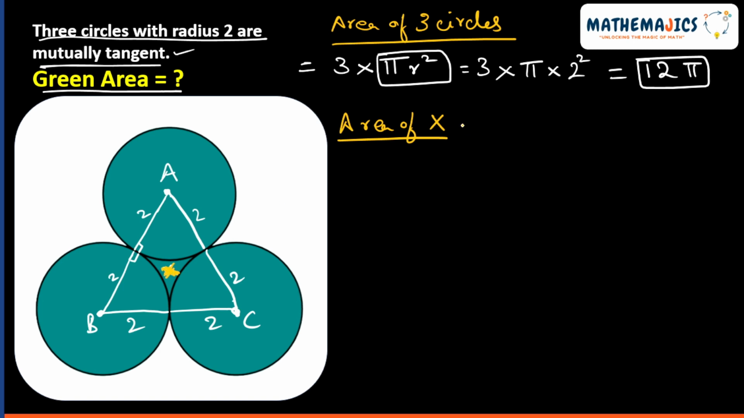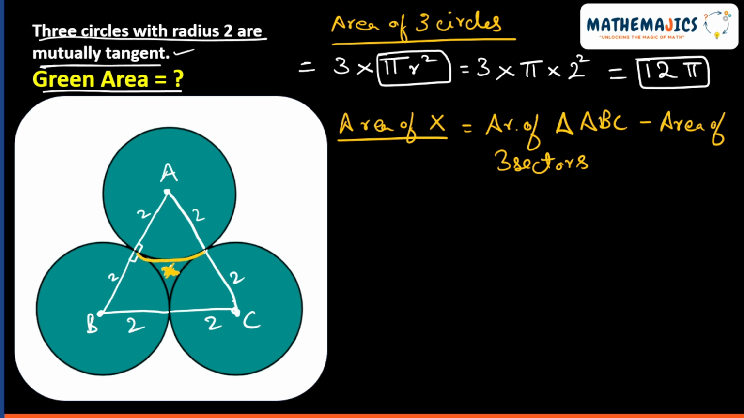So how to find this? What we can do, we can find the area of equilateral triangle ABC and subtract the area of three sectors to find the area of this x region. If you find the area of this equilateral triangle and subtract the area of these sectors, we will get the area of x region. Now, how to find the area of triangle ABC? The formula is root 3 by 4 into side square, where side is of equilateral triangle.